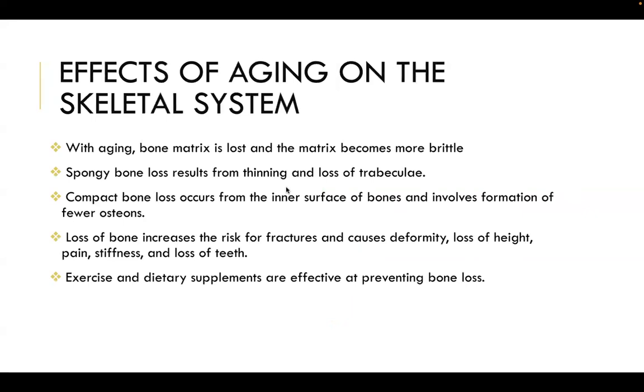With aging, the bone matrix is lost and the matrix becomes more brittle. That's why it's easier for older people to break bones. So the spongy bone loss will result from thinning and the loss of the trabeculae. Compact bone loss occurs from the inner surface of the bones, and this is because there's less formation of new bone cells, so there's fewer osteons. This will lead to increases in the risk of fractures.